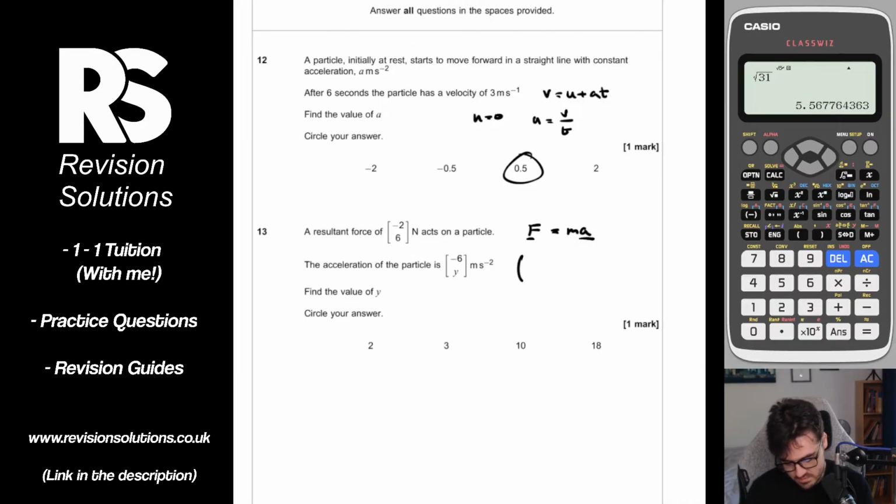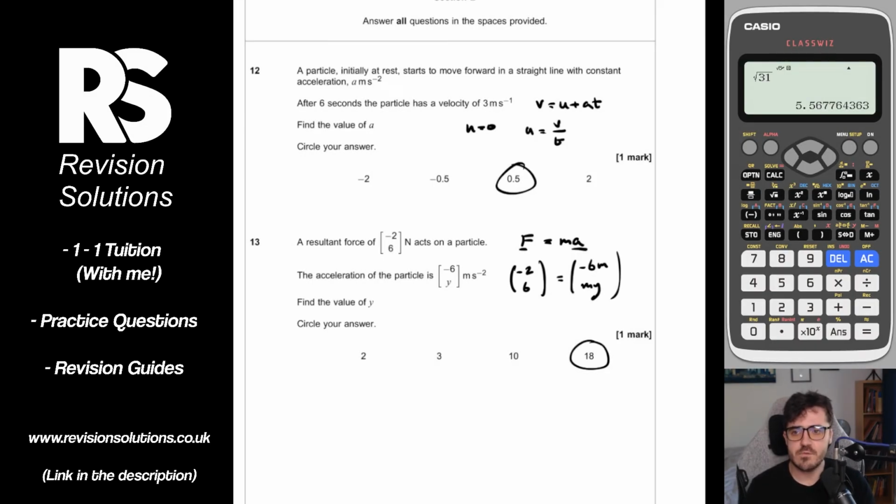If I just write that out properly, we'd have minus 2, 6 is mass times our acceleration vector. So that'd be minus 6m and my. So minus 2 equals minus 6m. That would mean m would have to be a third of a kilo. So then we'd have 6 equals a third of y, meaning that y would have to equal 18.